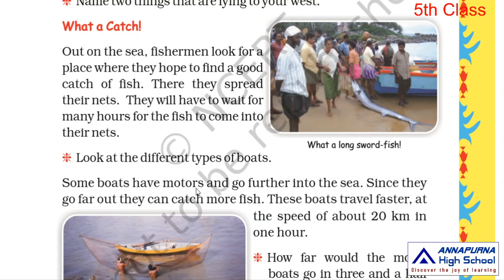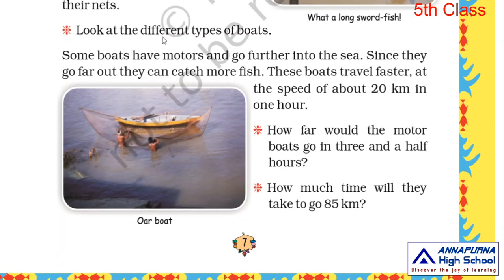Look at the different types of boats. Some boats have motors and go further into the sea. Since they go far out, they can catch more fish. These boats travel faster, at a speed of about 20 kilometers in 1 hour. That means in 1 hour, the boat can cover 20 kilometers.